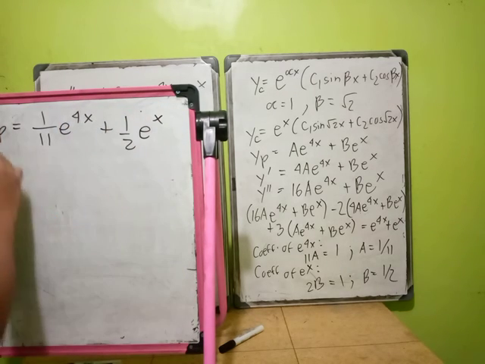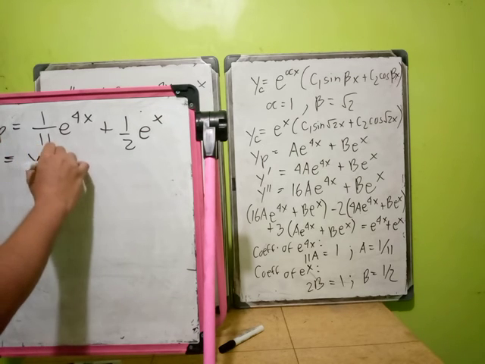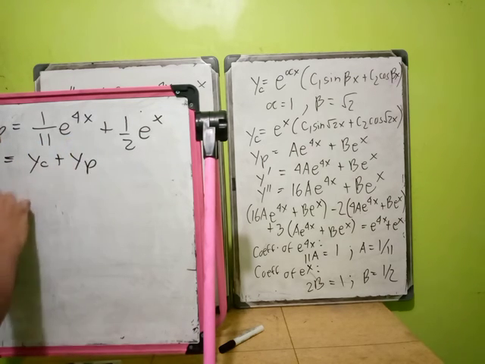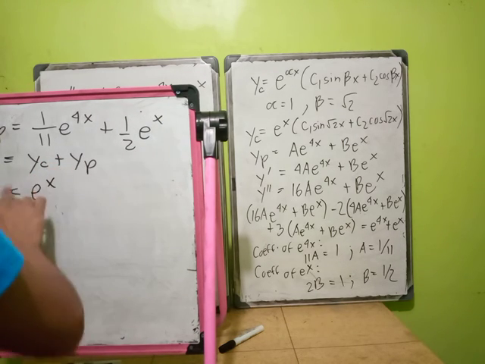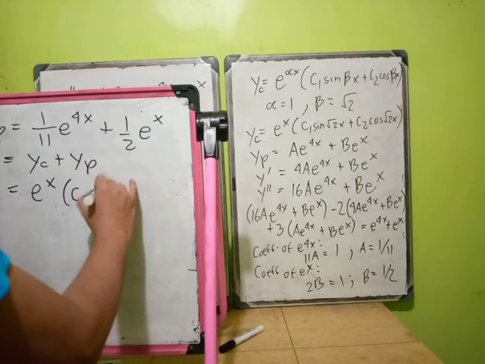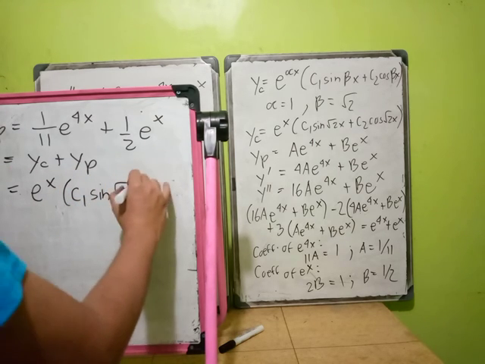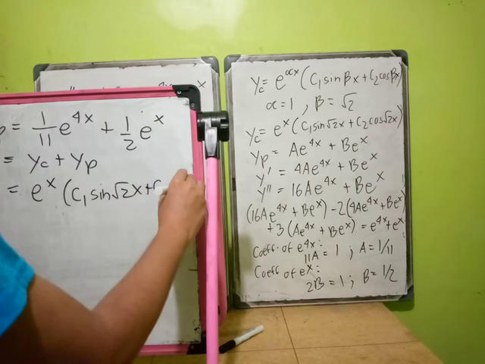And then the final solution is y is equal to yc plus yp. So you just add those two. We get e to the power of x, c1 sine square root of 2x plus c2 cosine square root of 2x.